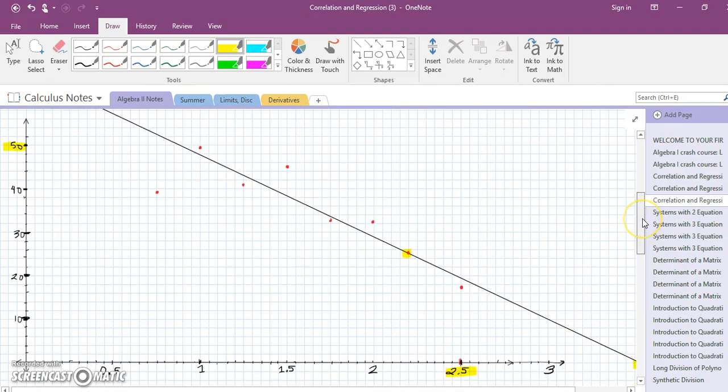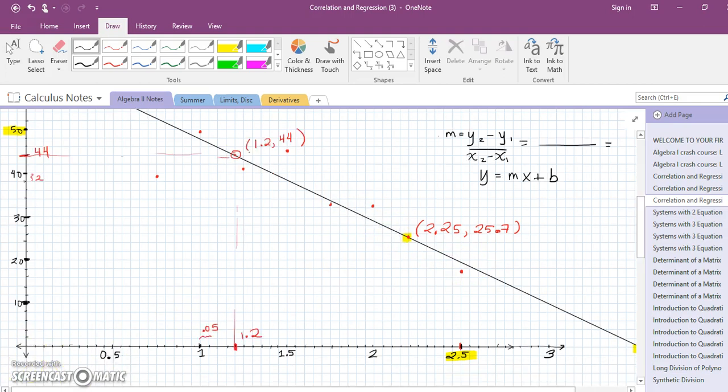So I need 2 points here. I am going to use one of the data points, which was 2.25, 25.7. And then I need another point on the line. Now, none of these other points are on it, so I'm going to go searching for a perfect grid intersection. That one's pretty good. So look on your paper. Look for any perfect grid intersections. I'm going to pause and show you which one I'm going to use. So this is my point.